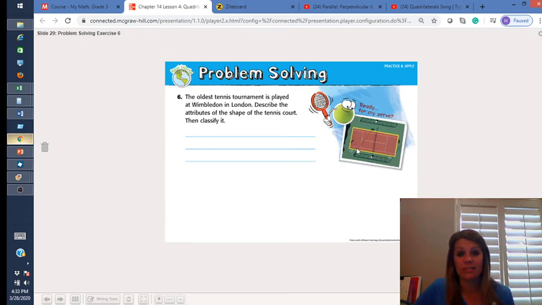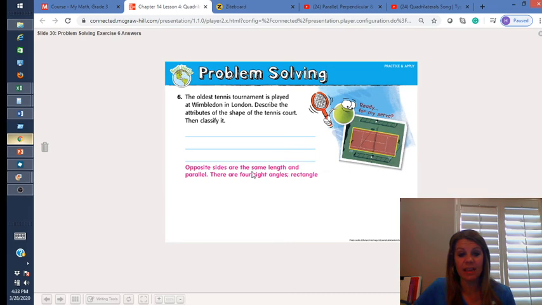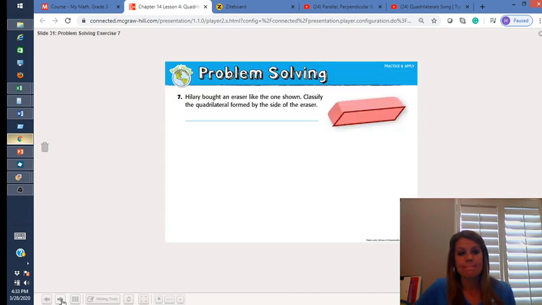So what would you call that? I would call that a rectangle as well. Right? Opposite sides are the same length and parallel. 4 right angles. It's a rectangle. Good job.